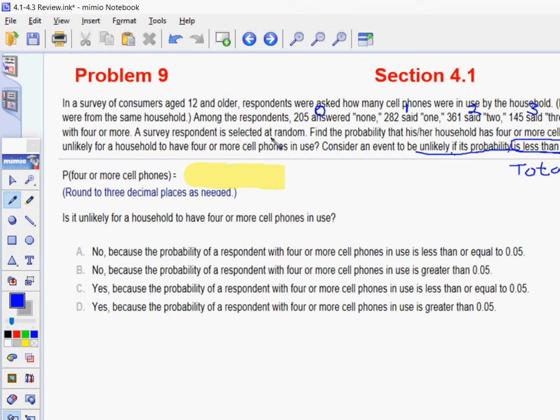Probability of 4 or more is going to be successes over total. So we have 78 successes that responded with 4 or more, and the total of all these added up was 1071. That gives me a probability of 0.073. This is not greater than 0.05, so this is not unlikely.